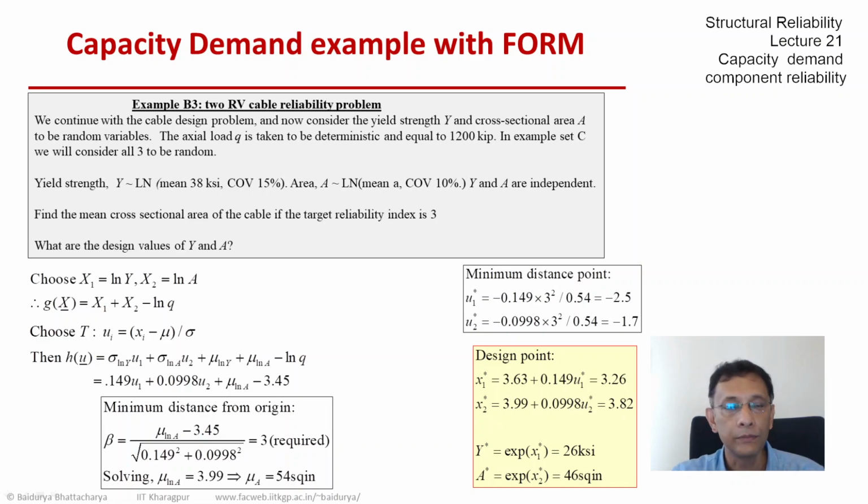Now obviously these numbers are different from what we had before, because now the problem statement has changed. Y is log normal, A is log normal, Q is not random at all. So this was another example of a 2 random variable problem solved for the k-bord reliability example.